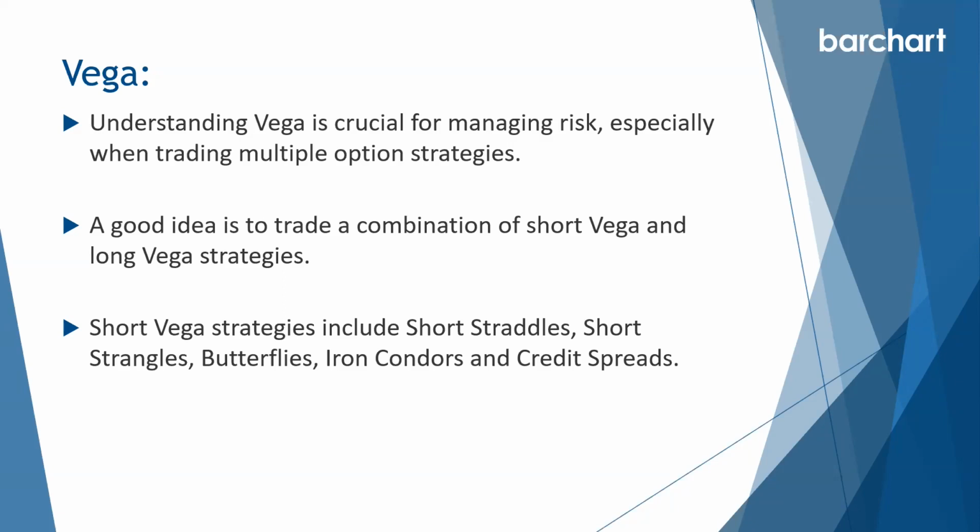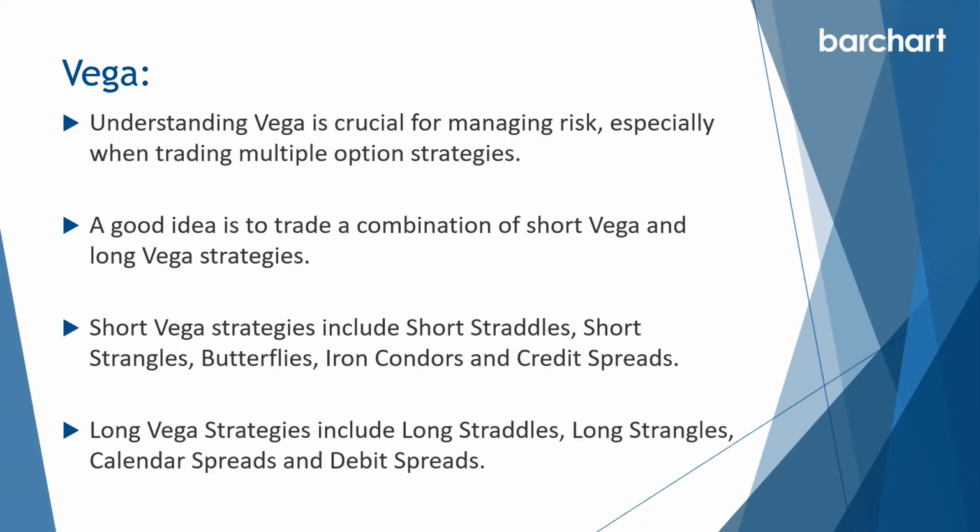So some short Vega strategies include short straddles, short strangles, butterflies, iron condors, and credit spreads. Long Vega strategies include long straddles, long strangles, calendar spreads, and debit spreads. So not only is it a good idea to have a mix of positive and negative delta trades, it's also a good idea to have short Vega and long Vega trades as well to hedge some of that volatility risk.